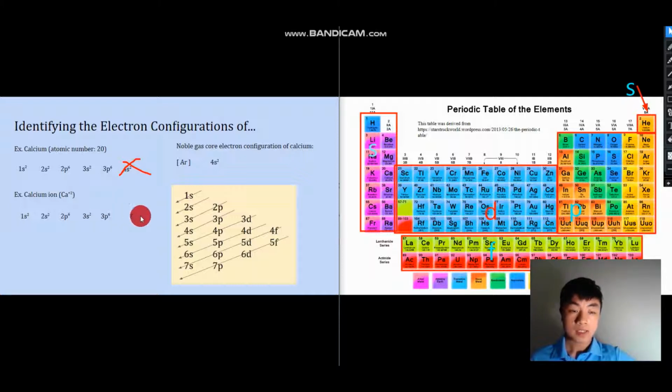And this makes sense because it wants to be a noble gas ideally, right? Because it's in its ionic form. And so 3p6 is just the same thing as argon, and so calcium ion is going to have the same electron configuration as argon, because it wants to lose its electrons to turn into a noble gas.